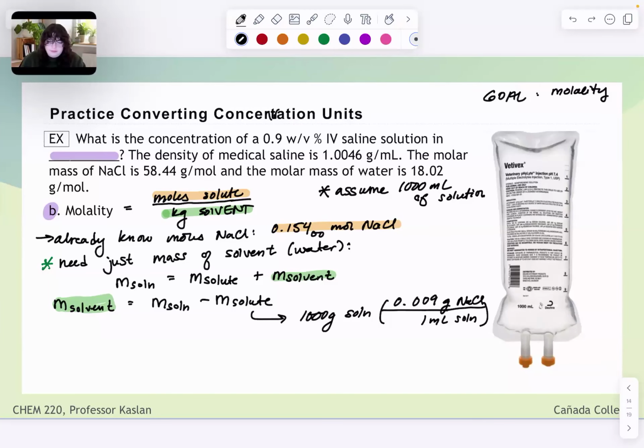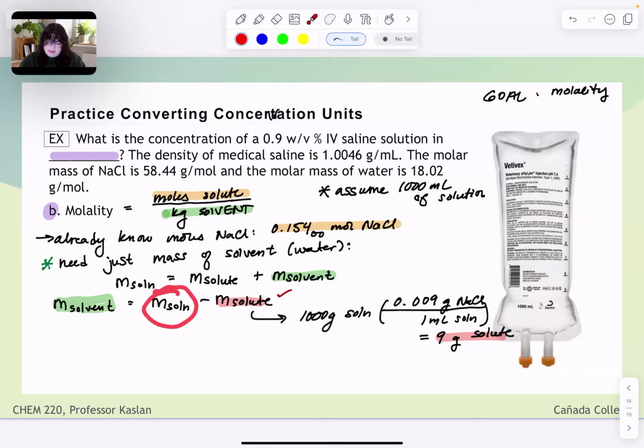Okay. So if I take 0.009 and multiply it by 1,000, that's moving my decimal over 3 places. So that's equal to 9 grams of solute. So I have a mass of solute, which means I am halfway there in terms of figuring out my desired mass of solvent. So that leaves us with our mass of solution.